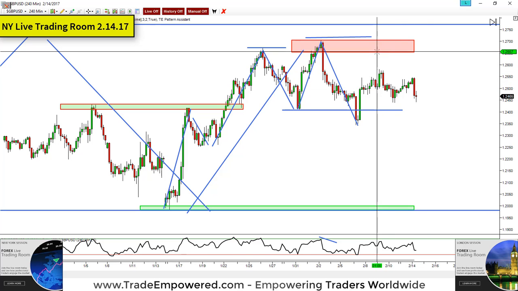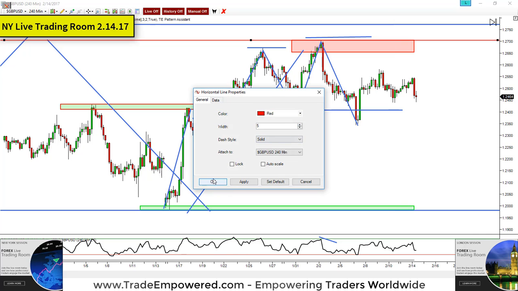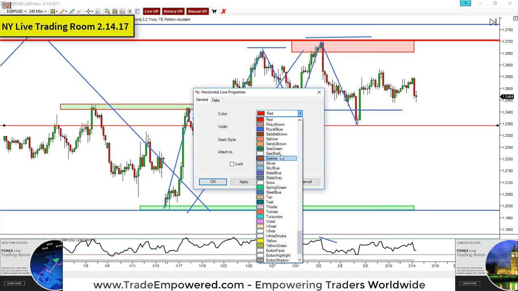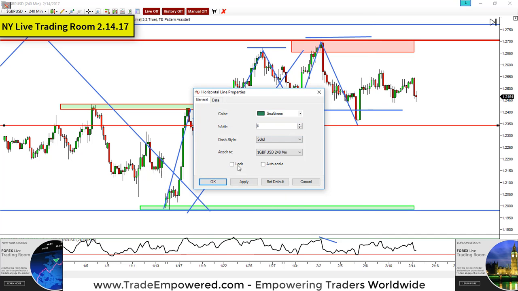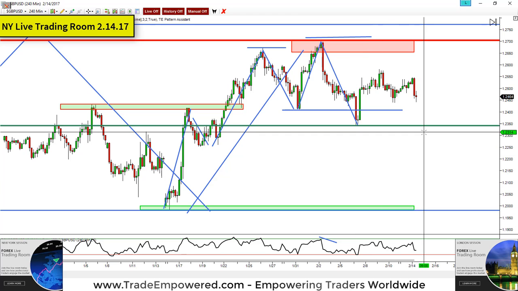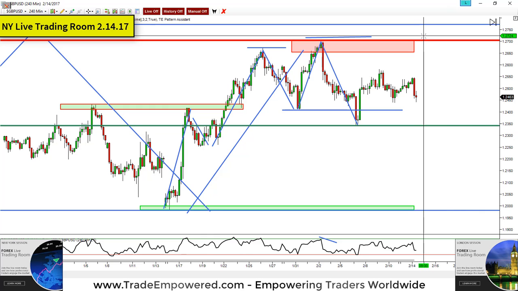So the two levels I care about are this, right? Previous structure resistance and previous structure support. Why? Because these are going to become my decision points. I know that if this level is broken and closed below, then I can shift my thought process on what I think price action is going to do. If this level was broken and closed above, then I can shift my thought process on what I think price is likely to do.